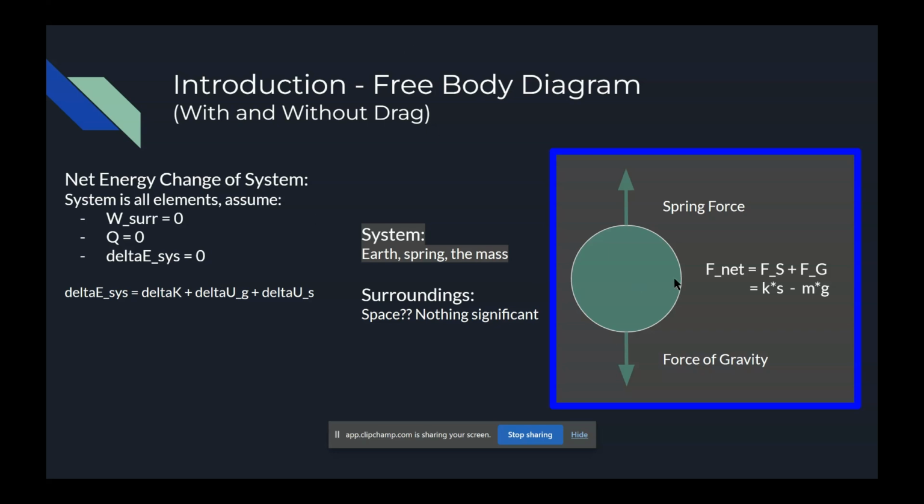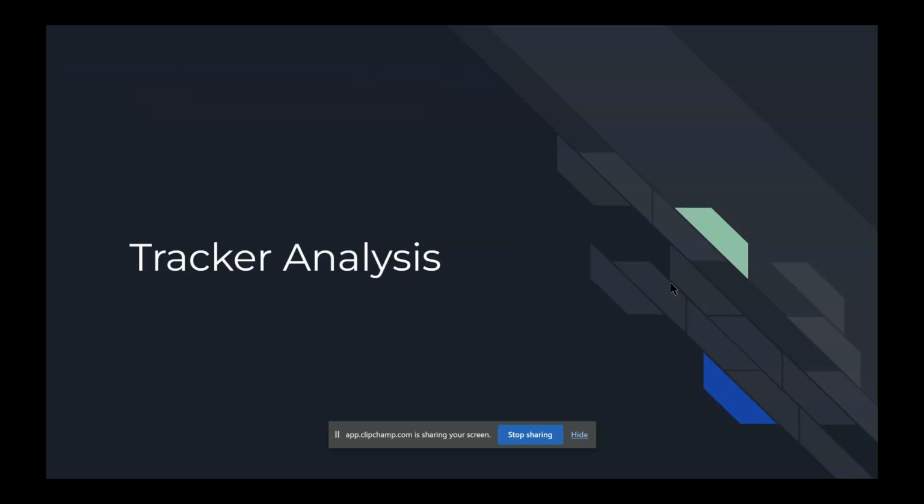In the free body diagram, we've got the spring force. It's actually not always just in the y-axis. It's going around in the x-axis, or even the z-axis if we incorporated that too. But the force of gravity is always just in the y-axis, and the net force is going to be between these two forces, basically.